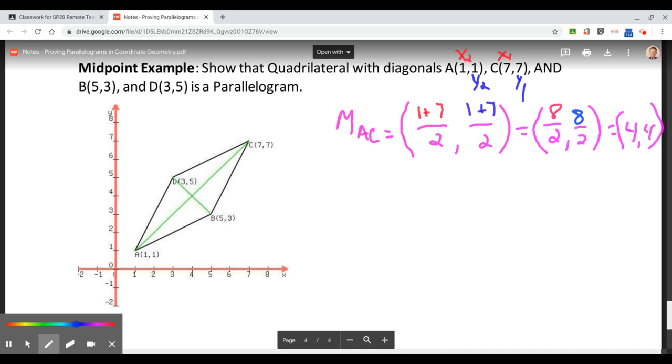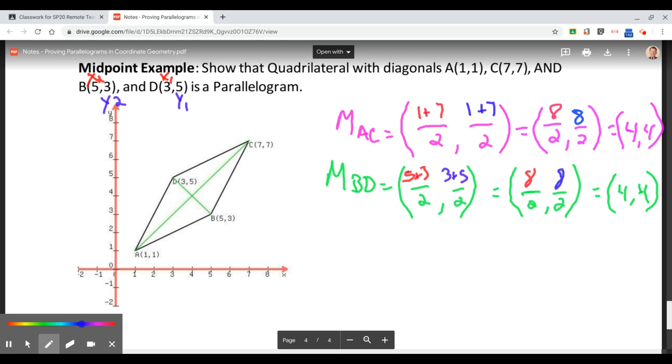So the midpoint of AC is my x values added together divided by 2, and my y values added together divided by 2. So you're going to get 1 plus 7 divided by 2, which equals 8 over 2. And you're going to get 1 plus 7 divided by 2 for the y values, which equals 8 over 2. And ironically, your midpoint is going to be 4, 4, where x is 4 and y is 4. Now I'm going to look for the midpoint for BD.